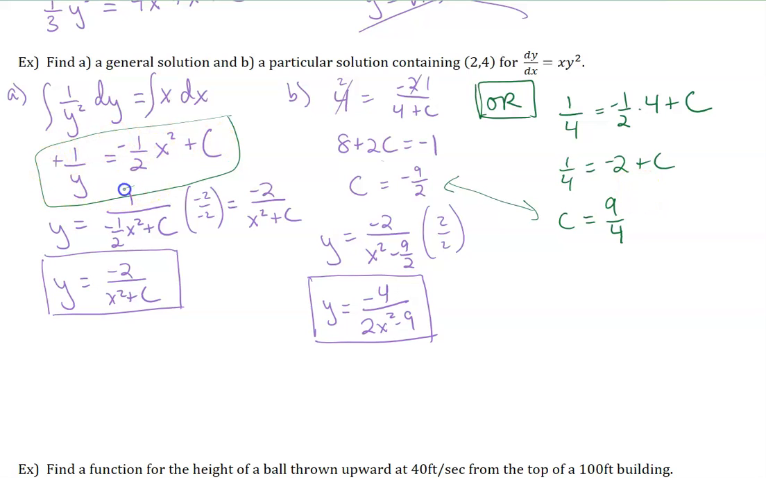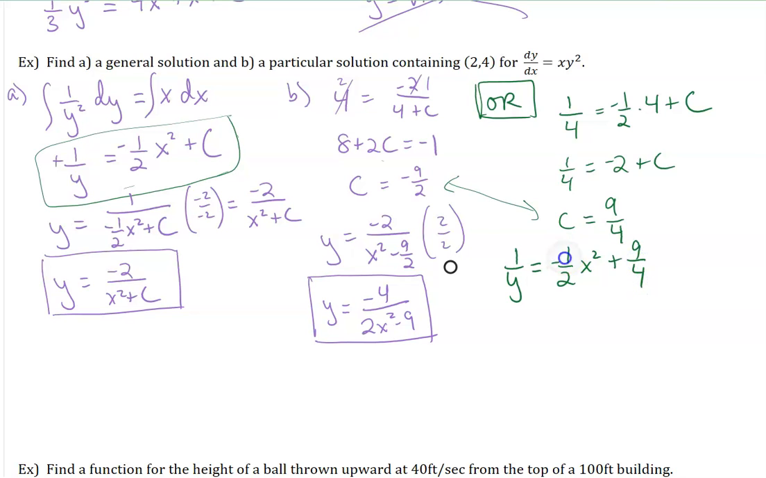And really that's not even something you need to worry about, because if we have that C equals 9/4, just make sure you plug it into the form of the equation that you used to solve for C. And when we rearrange, we'll get the same thing. So let me show you what I mean. We get 1 over y equals -1/2 x squared plus 9/4.